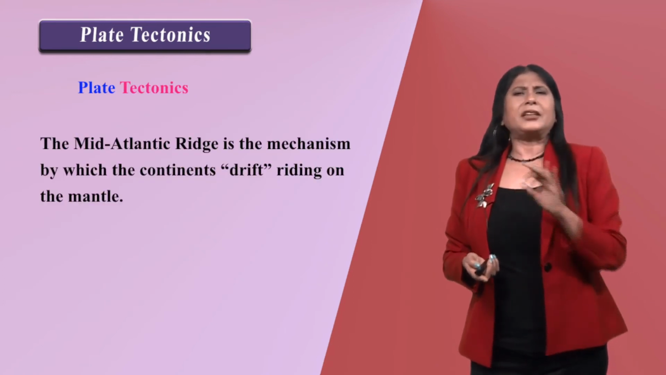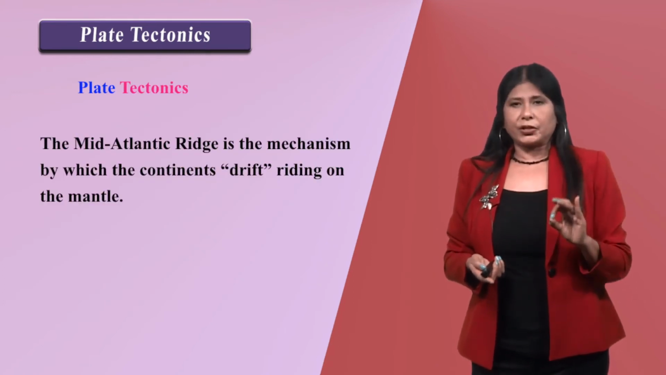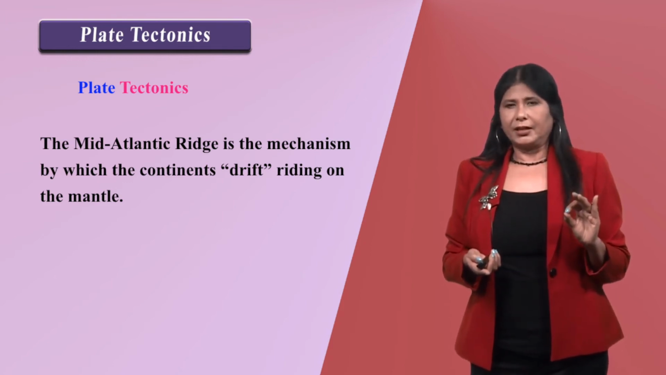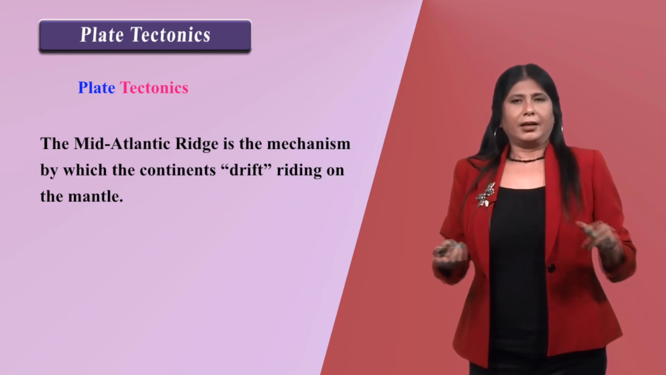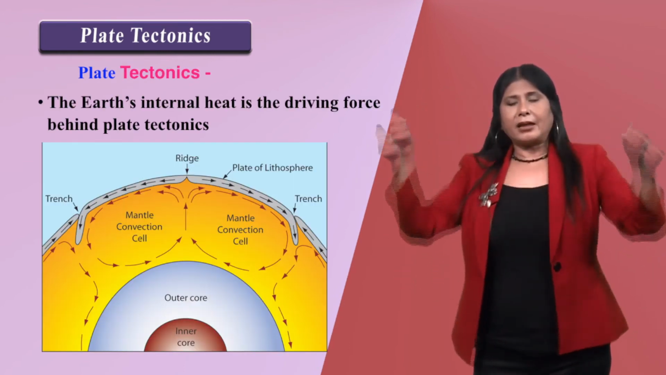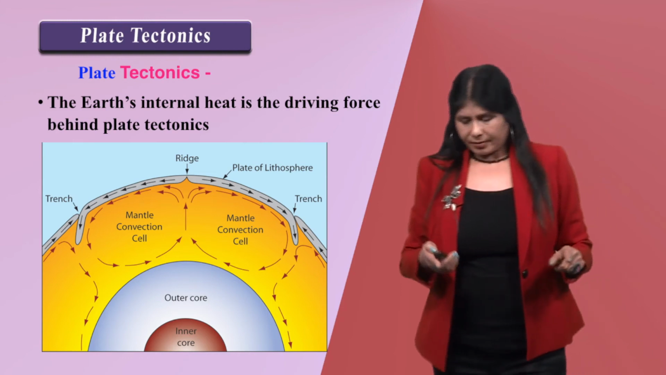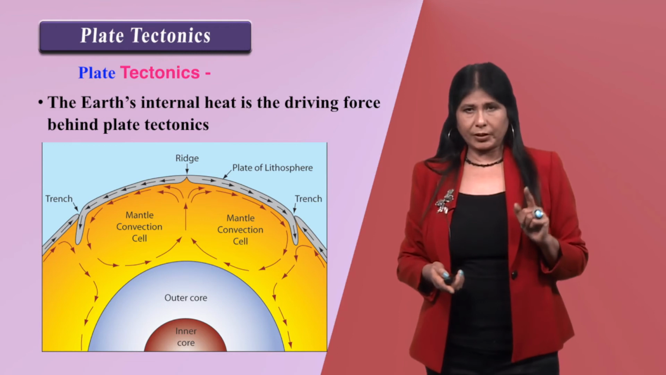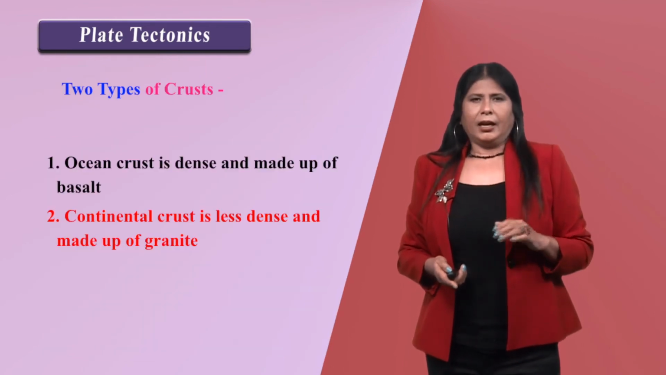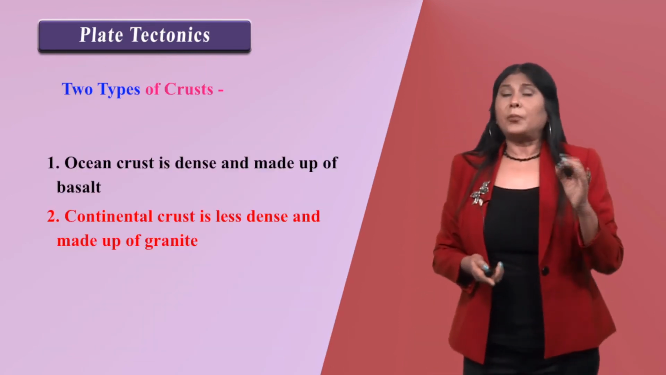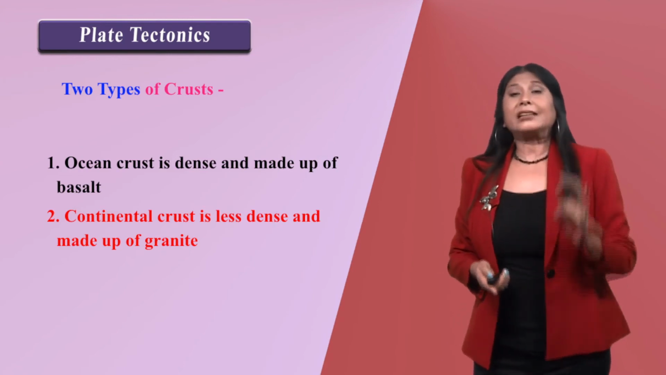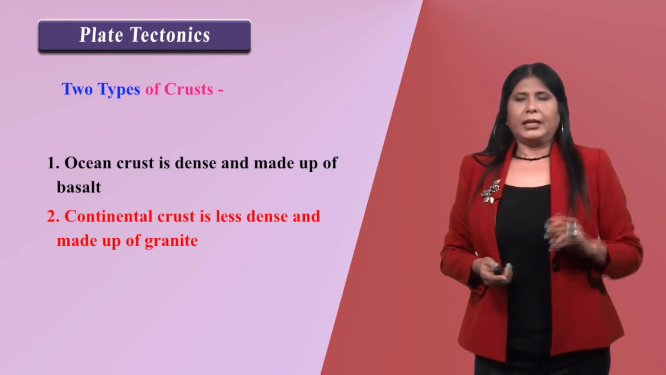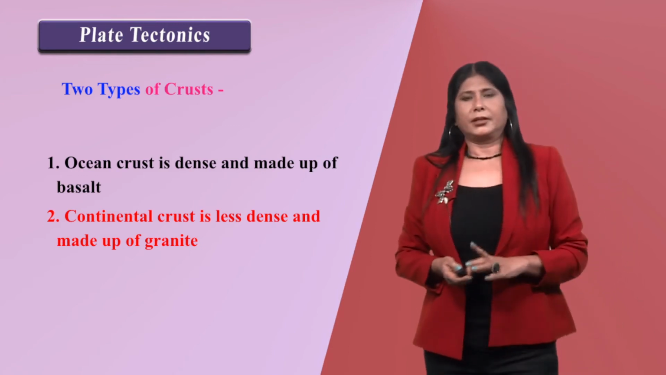The mid-Atlantic ridge is the mechanism by which continents drift, riding on the mantle. So this gigantic convection current is the driving force, followed by ridge push and slab pull. The ocean crust is dense and made up of basalt, and the continental crust is less dense and made up of granite. There are three types of boundaries.